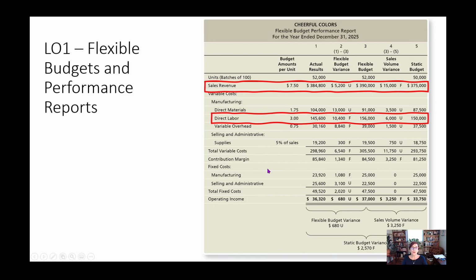Now let's look at one of the costs. Let's look at direct labor. So direct labor, we'll start over here again. Our actual results are 145,600. Our flexible budget was 156,000. So we have a favorable variance because we budgeted 156,000 and we actually spent less than our budget. Over here, our static budget was 150 and our flexible budget is 156. So the difference due to sales volume is an unfavorable $6,000 variance because this 156 is greater than that 150 by 6,000.